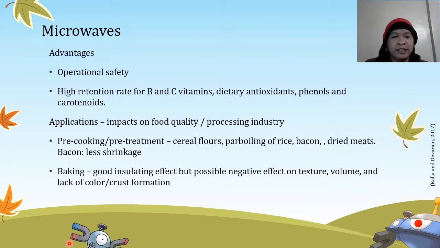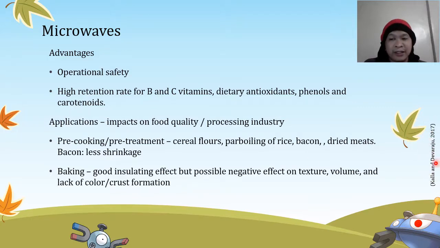Other than the previously discussed advantages of microwaves, other advantages include operational safety since meron kang enclosed chamber where the microwaving happens. And of course, you're not exposed to things like a flame or high voltage or something. Of course, it also depends on equipment design. And there are high retention rates for things that are normally degraded by heat, such as certain vitamins, antioxidants, phenols, and carotenoids. In terms of application, so there's a link.